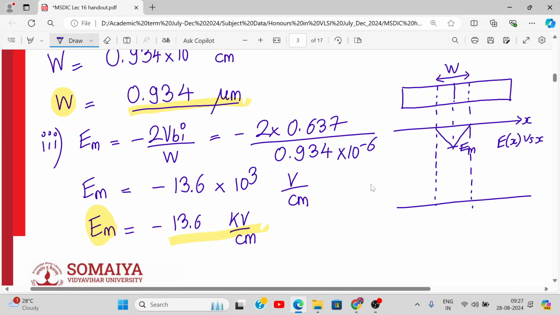Potential, how will you draw? Opposite of the electric field, no? Like this. So where will you show V_bi? Over here. This is a straight line, so this is V_bi.